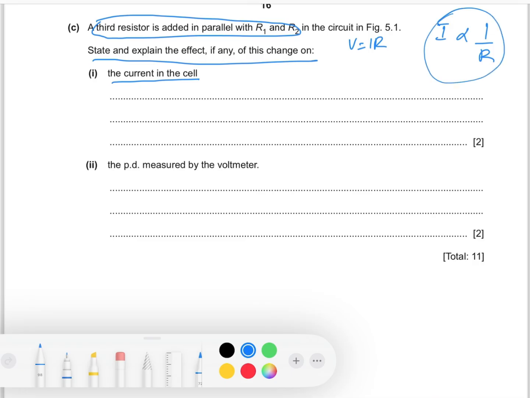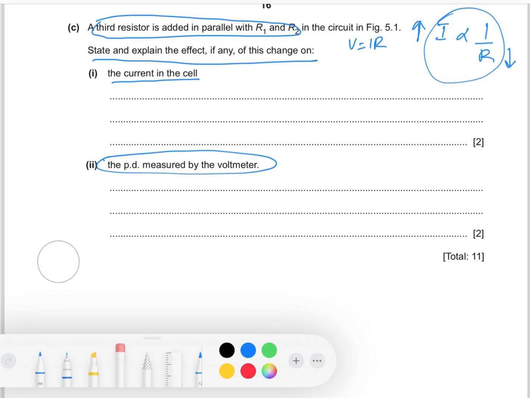So, the total resistance will decrease because when you add more resistors in parallel, the total resistance will decrease, so the current in the circuit will increase. And following this, you are supposed to state and explain the effect of adding a third resistor in parallel on the potential difference measured by the voltmeter.